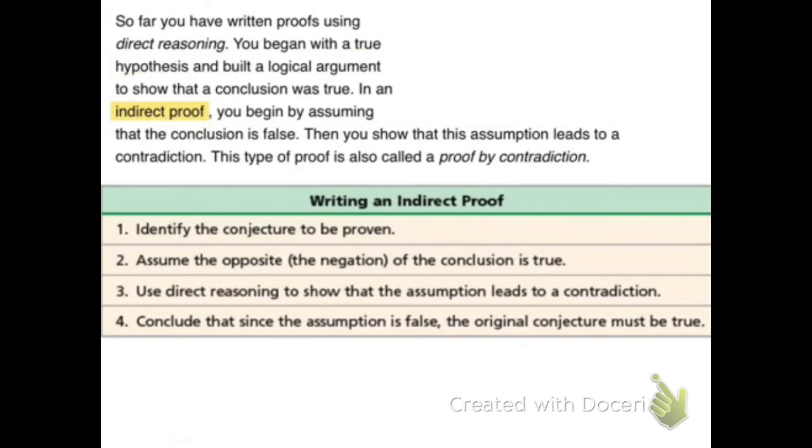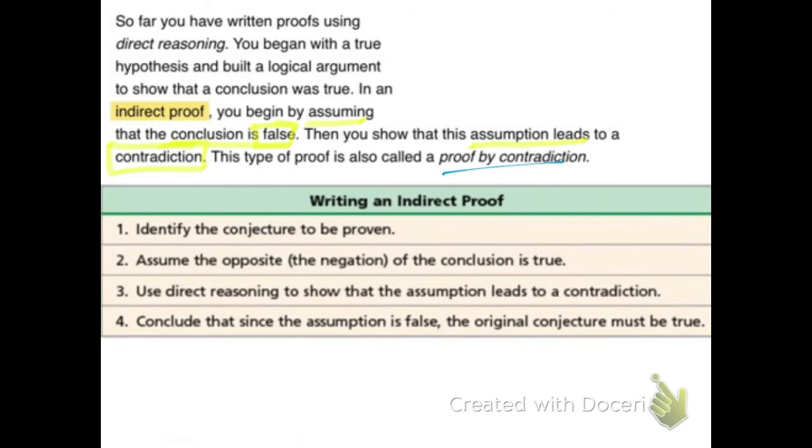Our new method of proving something is called the indirect proof. This is also going to be referred to as a proof by contradiction, both the same thing, just different names. But with an indirect proof or a proof by contradiction, we begin by assuming that the conclusion is false. Once we assume that the conclusion is false, then we show that the false assumption leads to a contradiction. And if you have a contradiction, then your original hypothesis, the true hypothesis, has to be true.